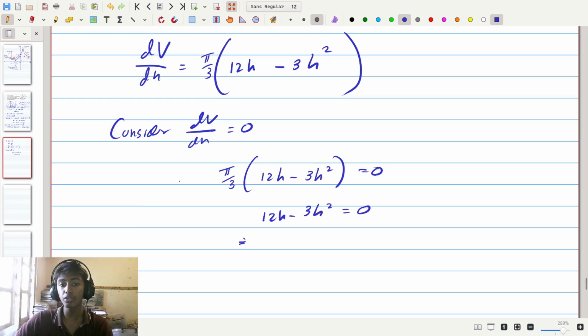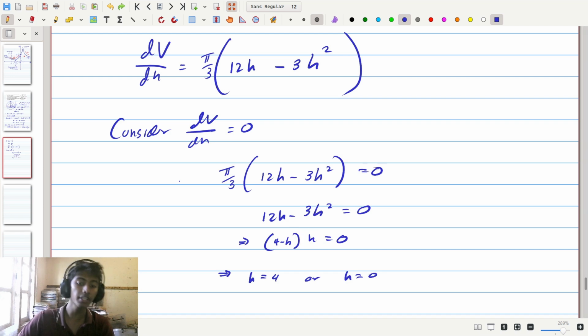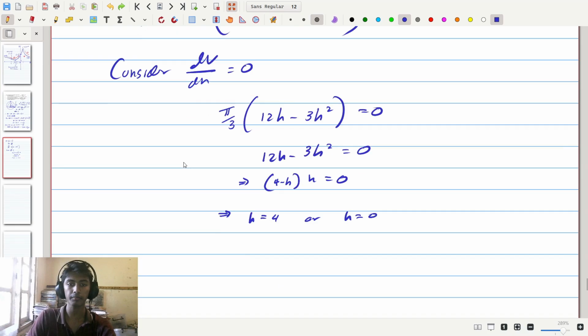This gives us two solutions. If we simplify this down, we can see this will simplify down to 4 minus h times h equals 0, implying that h is either equal to 4 or h is equal to 0, because h equals 0 is also a valid solution, since that will also give us a solution where 4 minus h times h equals 0.